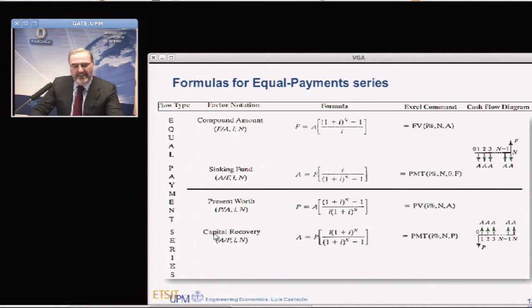The other case is the capital recovery. I know the present value, and I want to know the amount of money I will be paying for that present value. So this is the case of a loan or mortgage. When we buy a car or a house, we know the present value of the loan. For example, if I ask for a 30,000 euros loan for buying a car, I know this, and then with this formula I can know how much I'm going to pay every year or every month, and so on. So as you see, those formulas are quite common and quite useful.